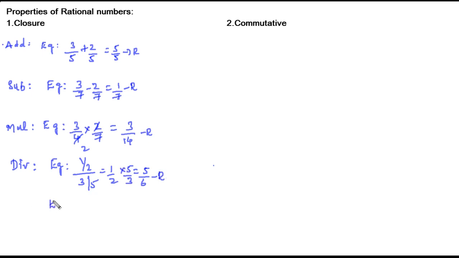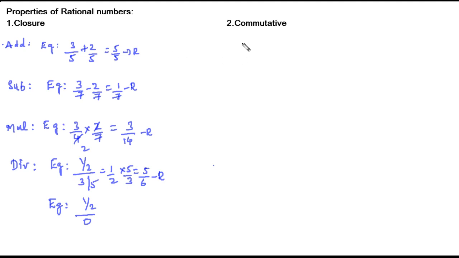Let's look into one more example. Here it is 1 by 2 divided by 0, but any number divided by 0 is undefined. So we can say that division satisfies closure property with respect to non-zero rational numbers. So from above examples, we can conclude that addition, subtraction and multiplication satisfies closure property.